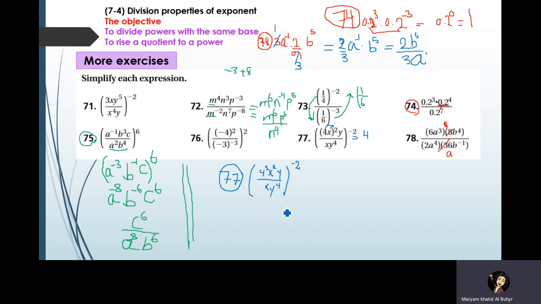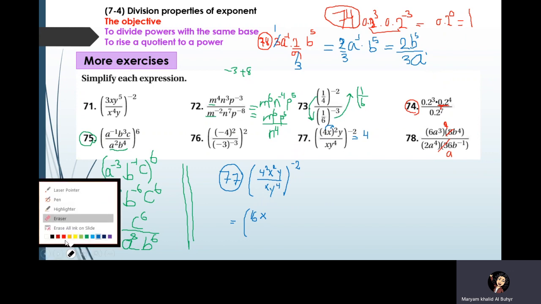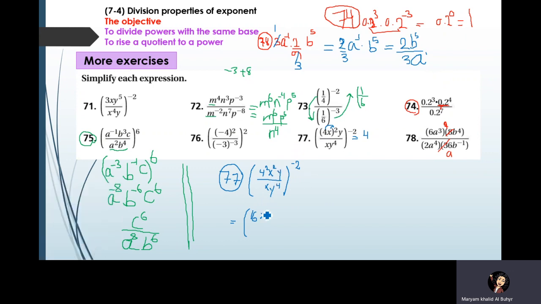All right. Now I'm going to calculate what I have inside. So that equals 4 to the power 2, I know it, it's 16. X to the power 4, sorry. I will directly do it. X to the power 2 and x to the power 1, so it will be x to the power 2 minus 1, x to the power 1, so I'm not writing any power. Y to the power 1 minus 4, it is minus 3. Don't forget the remaining power outside, which is negative 2.